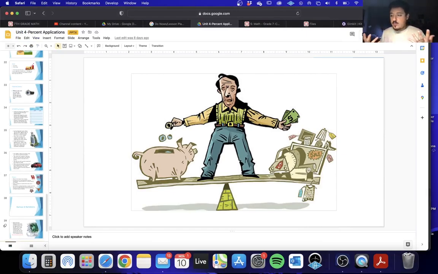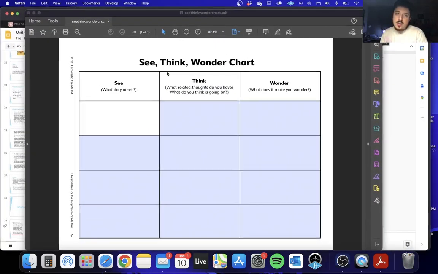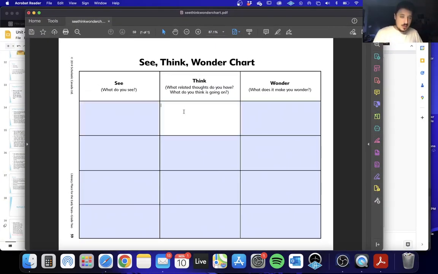All right, so hopefully you've had a chance to do that. The next category is called think. Think is a little bit more complicated. Here's the question that it says: What thoughts do you have? What do you think is going on in this picture? What do you think is happening in the picture?